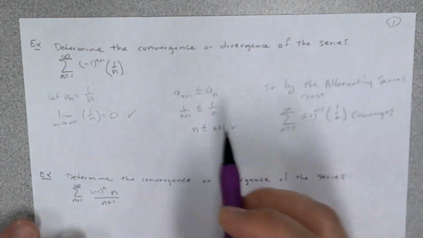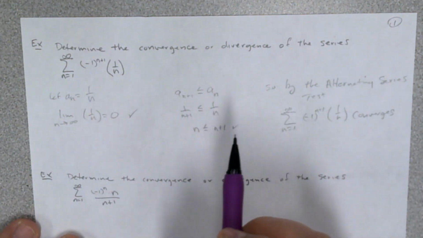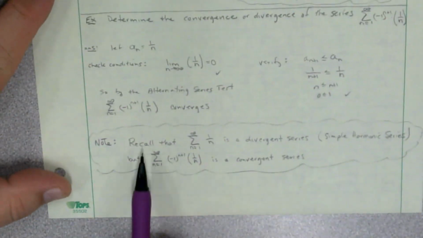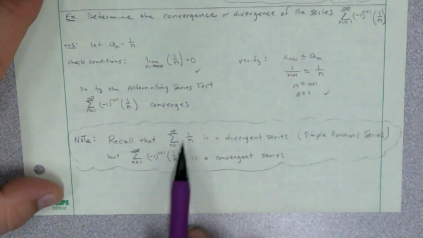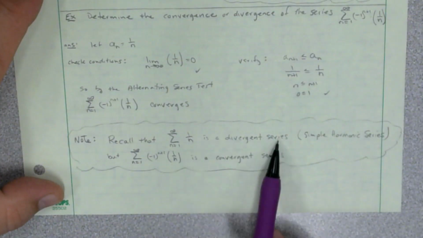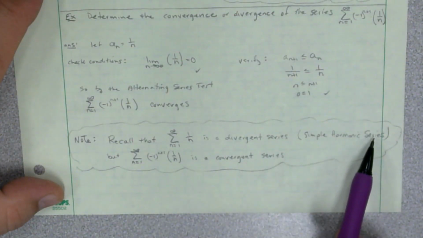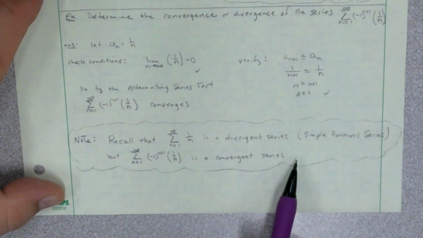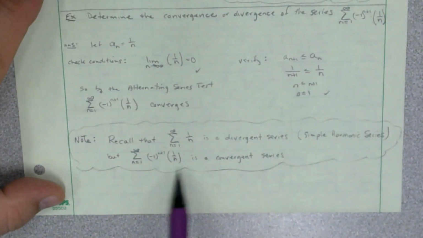Okay, and a couple of side notes here. I'll let you take a look at the notes page that I have right here before we do another example. Recall that the summation of 1 over n is a divergent series because it's the harmonic series. But if it's alternating, then it's a convergent series. Okay, so that's something to keep in mind. You'll see this one pop up quite a bit when they do other problems.